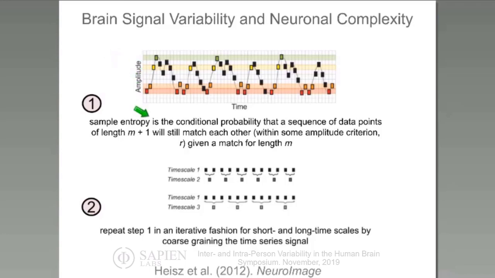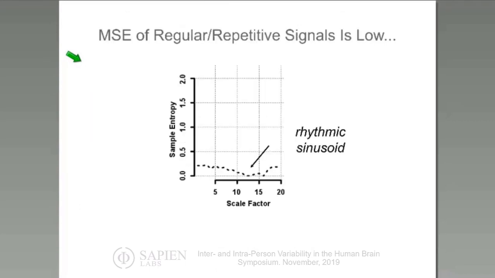So you look at the amount of irregularity, or sample entropy, at fine timescales, and then you can also look at it at increasingly coarse timescales. And the idea is that information is distributed across multiple scales of time, and that you need a metric that takes that into account in its quantification.